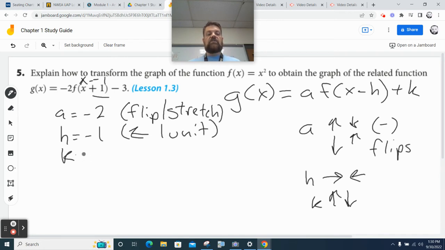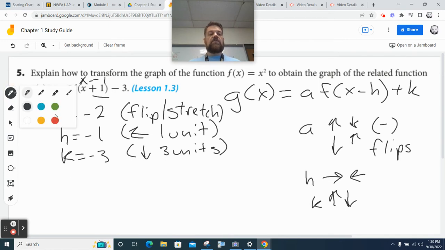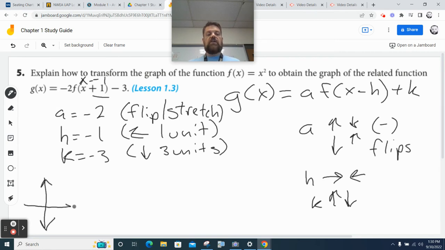K is -3. That's going to go down 3 units. So if I were to graph this thing, and we'll do it on our graphing calculators in a second. If you don't have a graphing calculator, that's okay. Just look at what I'm doing up here. This is my f of x. X squared is a parabola that goes through the origin that looks like this. And this is the vertex. So we'll call that f of x.